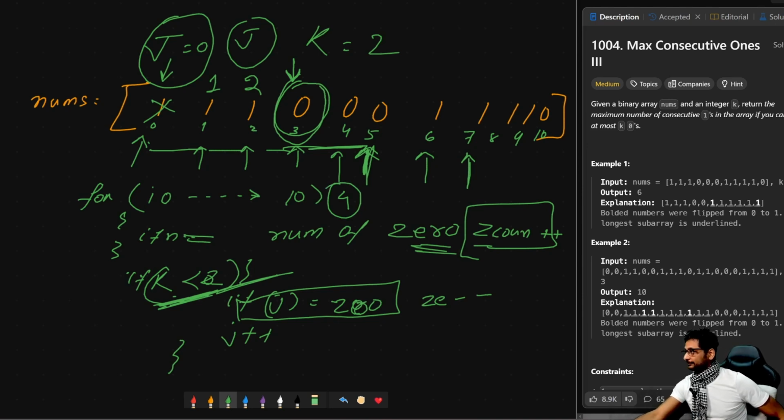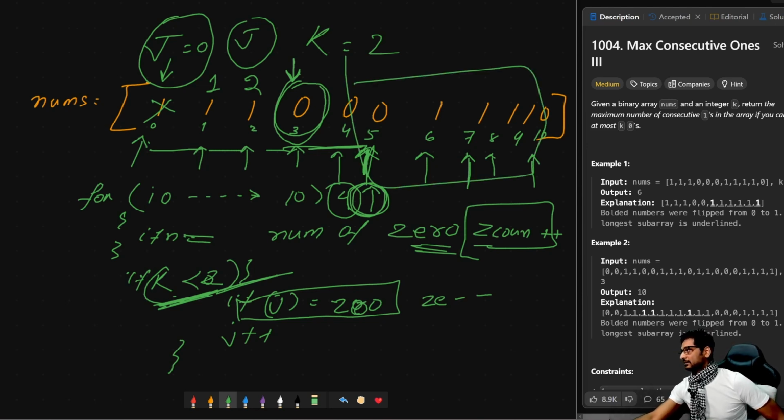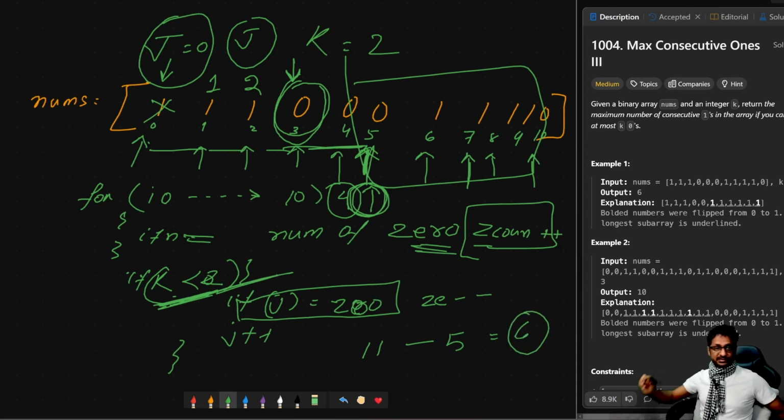And same way, by the time we reach the last index, our j pointer will be at 5. J will become 5, and we just have to return the length of the array, that is 11, minus the last index j, that is 5, and it will give us the answer 6. That's how it works, hope you understand it.